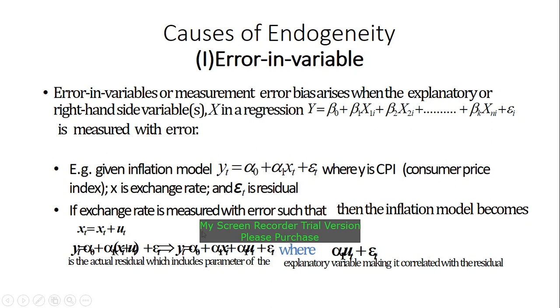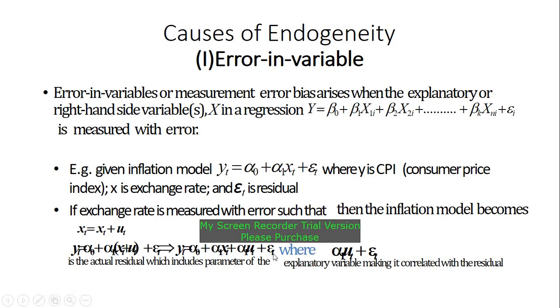So now, this is our exchange rate. If we have some error term in our exchange rate, then our exchange rate Xt is now this instead of this. So now this is our new exchange rate. When we substitute this Xt into our inflation model, that's Yt, we end up getting this. When we expand and simplify, we end up getting Yt equal to alpha naught plus alpha 1 Xt plus alpha 1 mu 1 plus epsilon t.